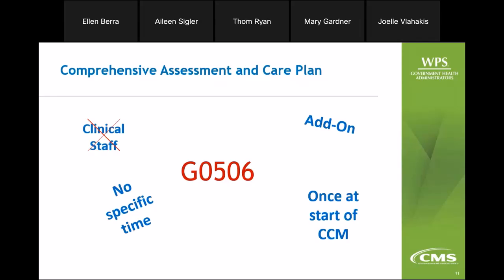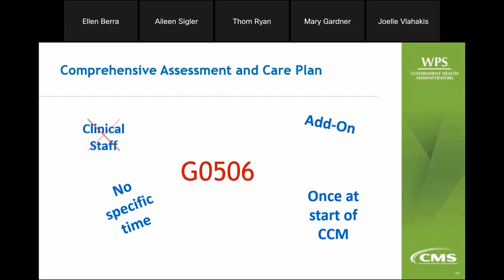So one of the confusions that we have heard about is that this procedure code, the G0506, is not the initiating visit. That's one of those other services. This is work because the patient needs a more comprehensive assessment, and that practitioner is developing that care plan at that time. We're going to discuss care planning within our next webinar, and we are in the planning processes of that right now. You want to watch our listserv for more information.